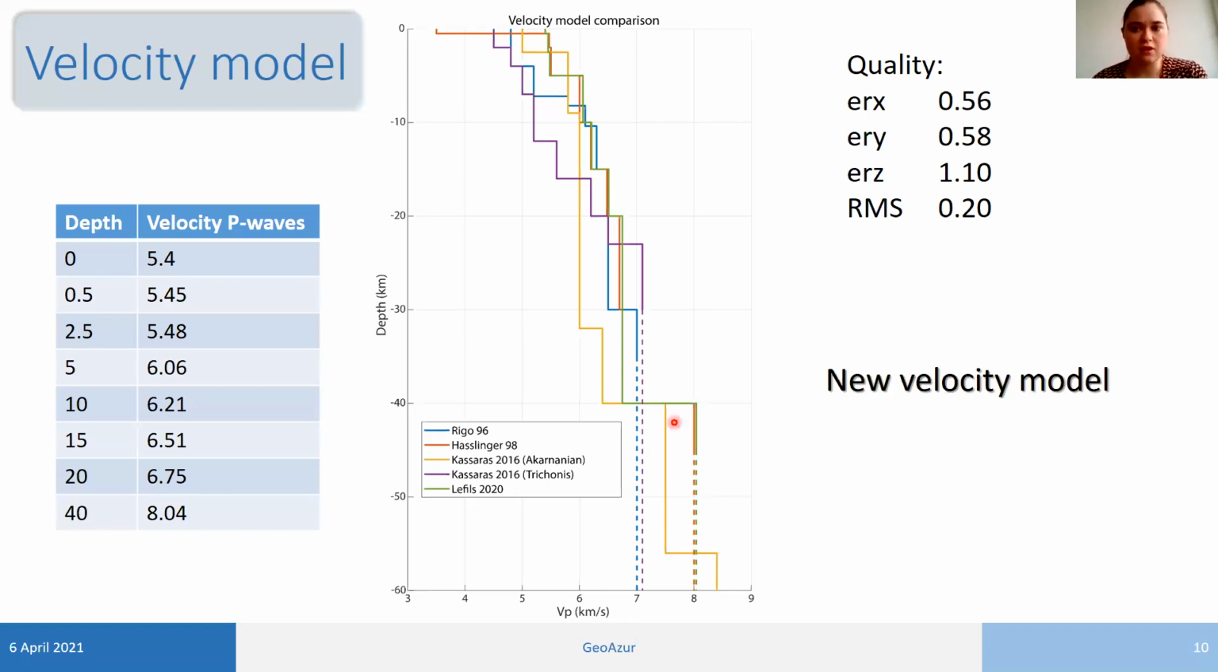Also, if we take a look at the Kassaras et al. model 2016, in purple, around Trichonis Lake, we can see big differences with our model, while we also constrain the Trichonis Lake area. That may suggest a non-negligible lateral variation in terms of wave velocity.